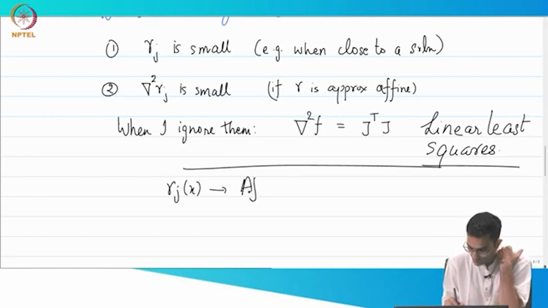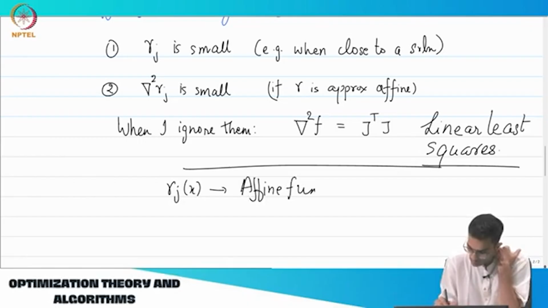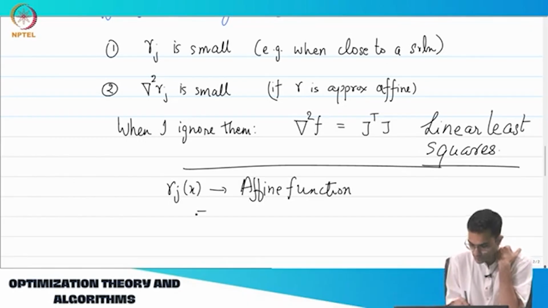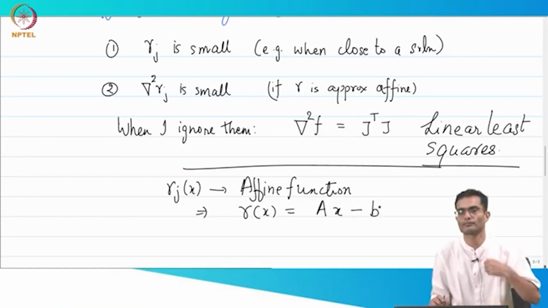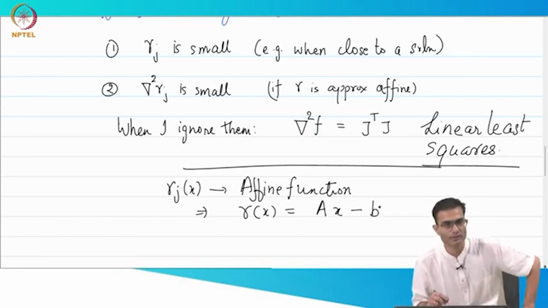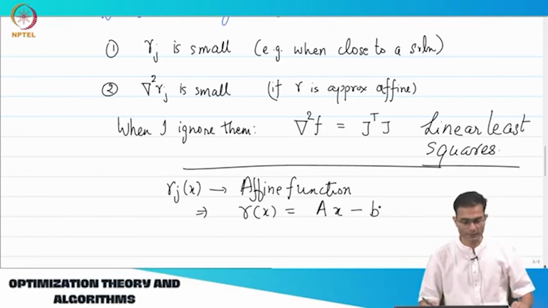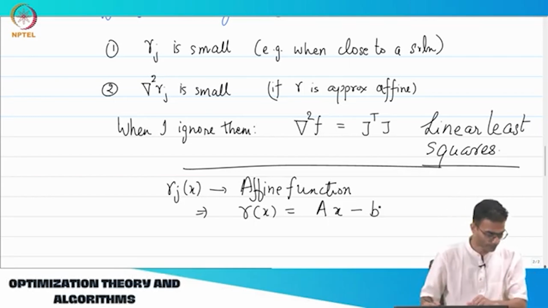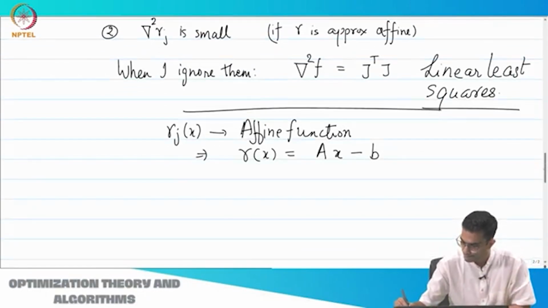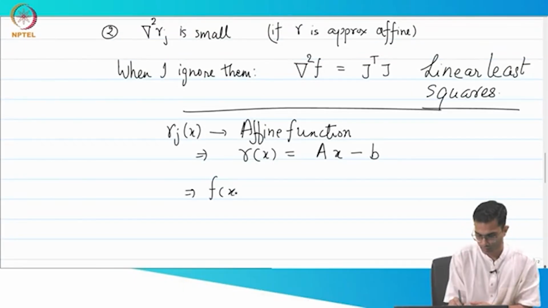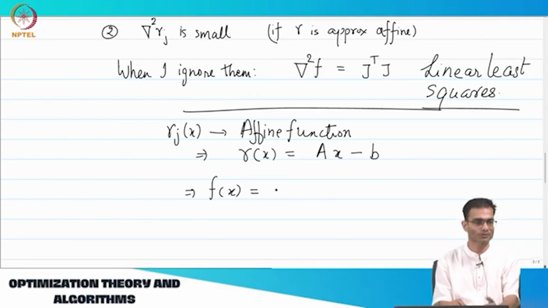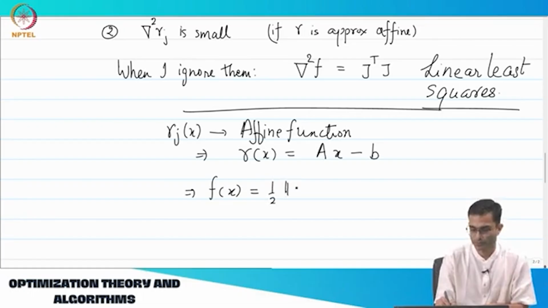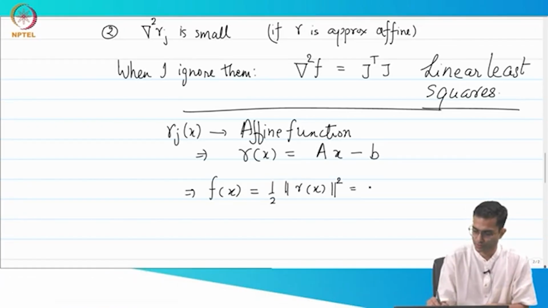So this is an affine function, which implies that r of x is simply Ax minus b. This is as general a linear expression as I can find. My objective function I had said was half of the norm of r of x squared, so that will continue over here. This is just going to be a good revision for all of you because you are very familiar with all of this now.